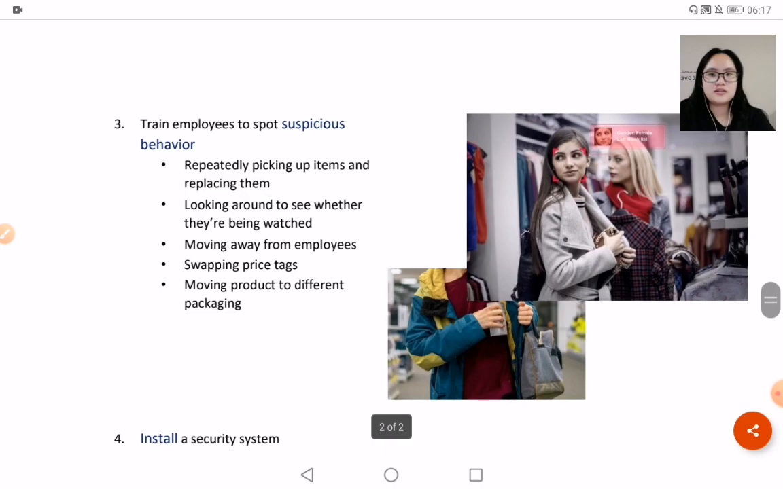Next is to train the employees to spot suspicious behavior, such as repeatedly picking up items and replacing them, looking around to see whether they are being watched, moving away from employees, swapping price tags, and moving products to different packaging.